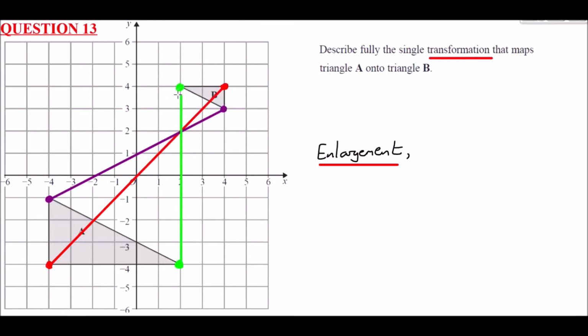All these lines will cross, and where they cross, that's a special point. This here is the centre of enlargement. So we stated that it's an enlargement. The next thing we state is the centre of enlargement. So the coordinates of this centre of enlargement are 2 and 2. Okay, so we've done that. The next thing we need to consider is the scale factor of enlargement.